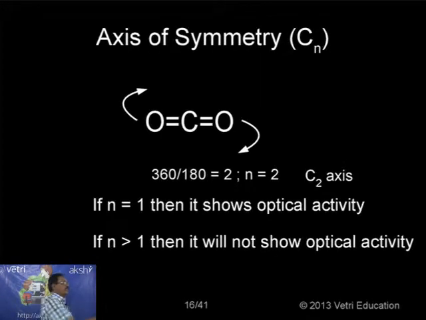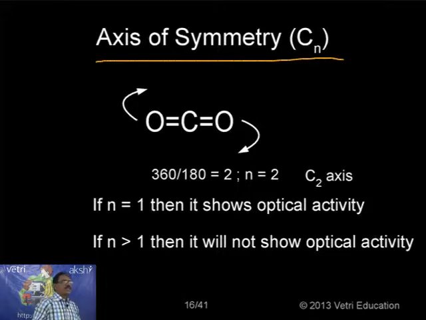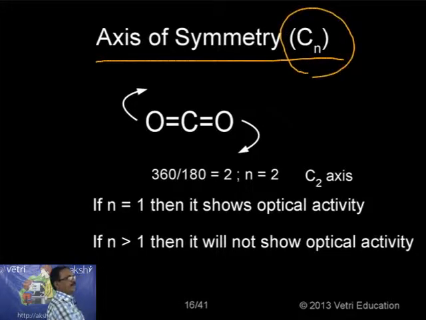Even there are methods; I can give you a short rule to identify the optical activity. Okay. Now the next one is the axis of symmetry, usually indicated by Cn. The center of symmetry is indicated by i.